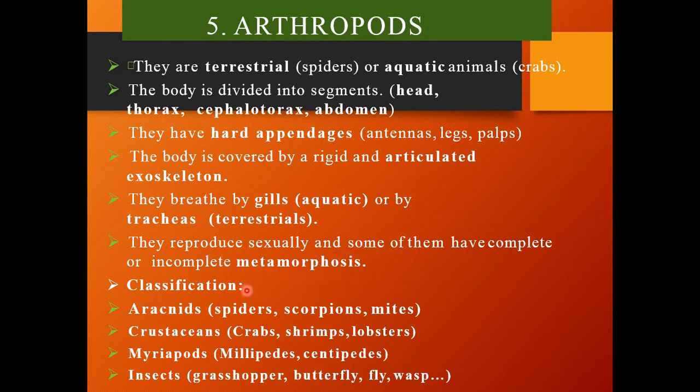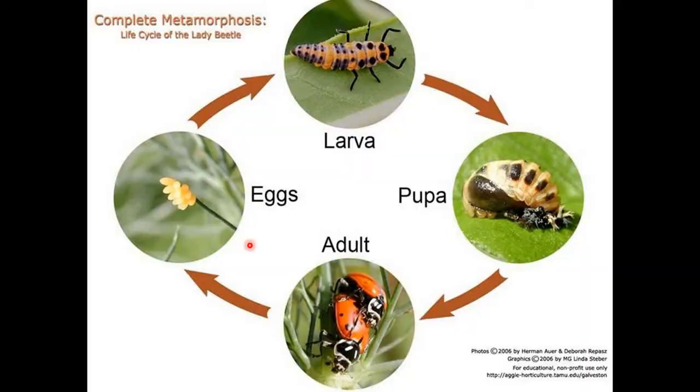Classification, again. Arthropods can also be classified into four different main groups. You have the arachnids, which are spiders, scorpions, and mites. Crustaceans will be the crabs, shrimps, and lobster. Myriapods will be the millipedes and centipedes. Insects, the grasshopper, butterfly, fly, or wasps.